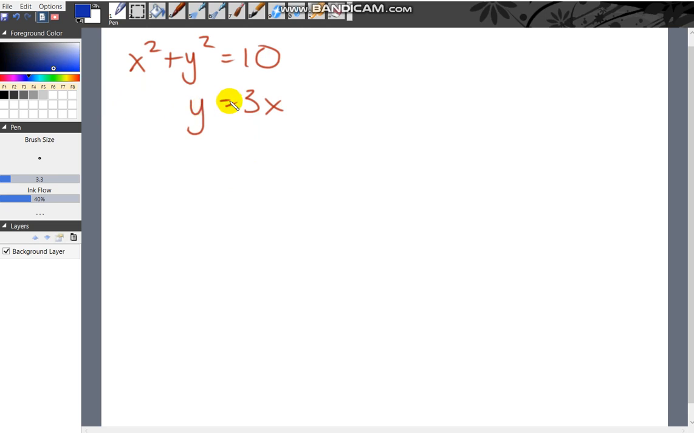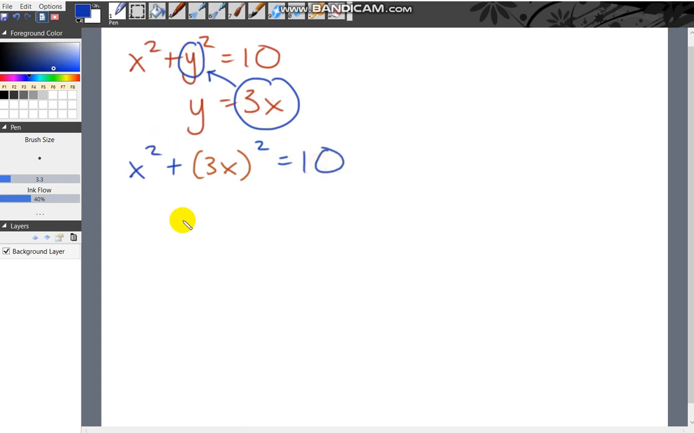Okay, so what we can do with this is take this 3x. This 3x can be substituted into here for this y. So we have x squared plus, and then we can put (3x) squared, right? (3x) squared equals 10. So we're just plugging y into here. If you don't remember how to do (3x) squared, that's basically 3x times 3x. So 3 times 3 is 9. x times x is x squared. So what we have is x squared plus 9x squared equals 10.